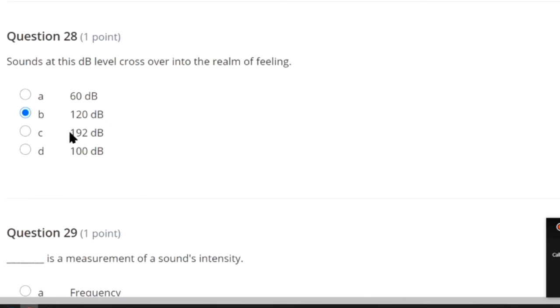Incidentally, sound at 192 decibels is the loudest sound that can occur on Earth because atmospheric pressure is no longer providing the elasticity at that point, and the molecules can rocket off into space. 120 decibels is when you begin to feel it.